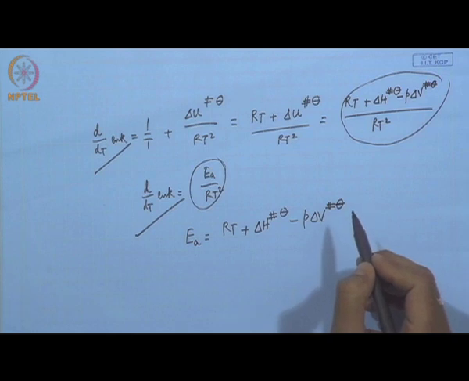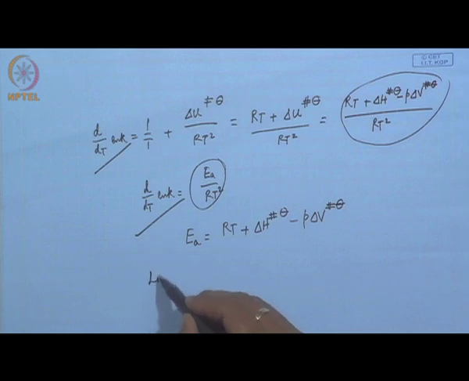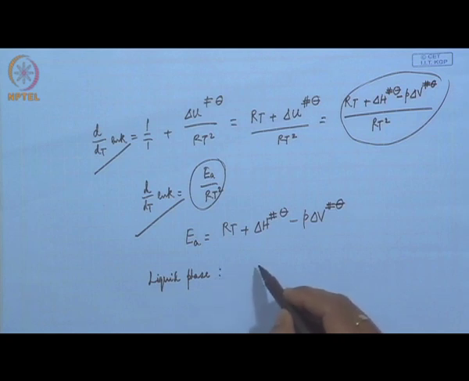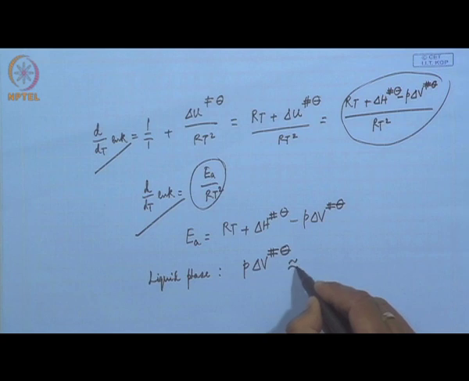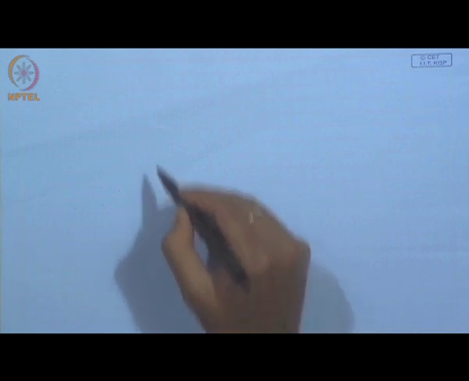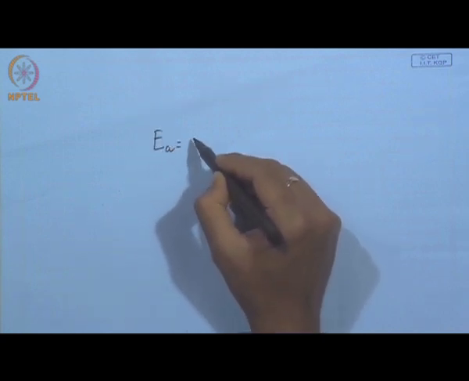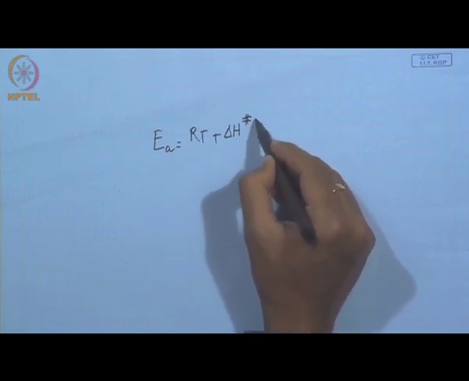Now, what happens? There are situations. One situation is for liquid phase reactions, where this PΔV, this volume of activation, may be neglected for all practical purposes. So, that means for liquid phase we have a very simple relation that EA is equal to RT plus ΔH‡0 bar.